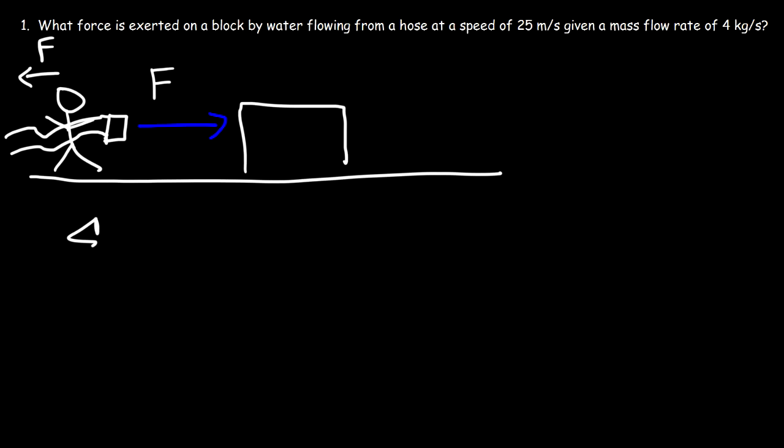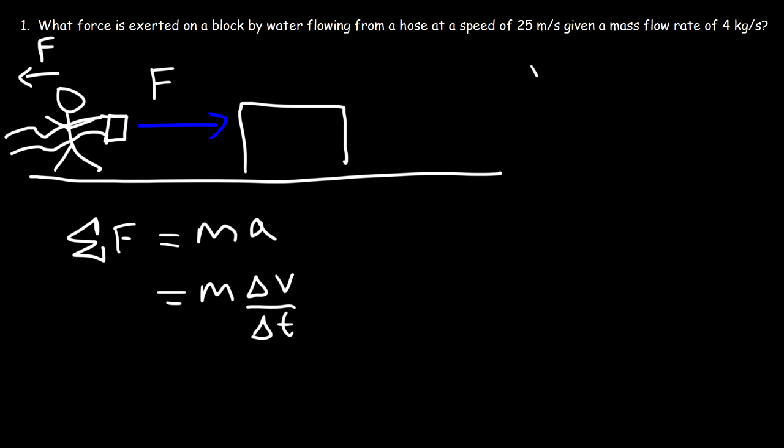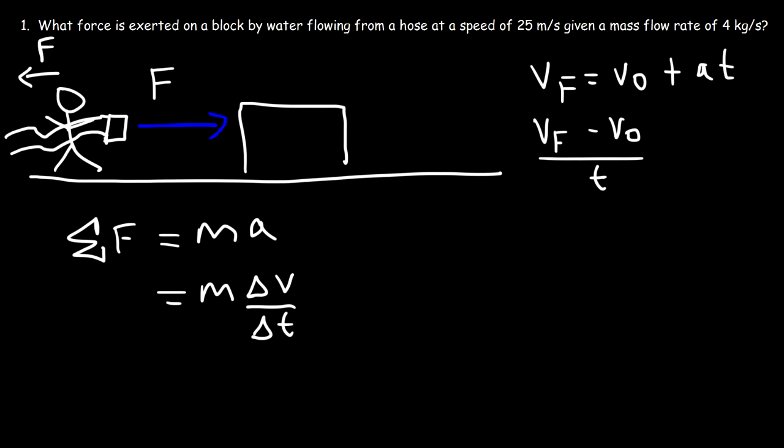Based on Newton's second law, we know that the net force is equal to mass times acceleration. And acceleration is the change in velocity divided by the change in time. Perhaps you've seen this equation, v final is equal to v initial plus at. Solve for a, it's going to be v final minus v initial divided by t. So the change in velocity over the change in time is equal to the acceleration.